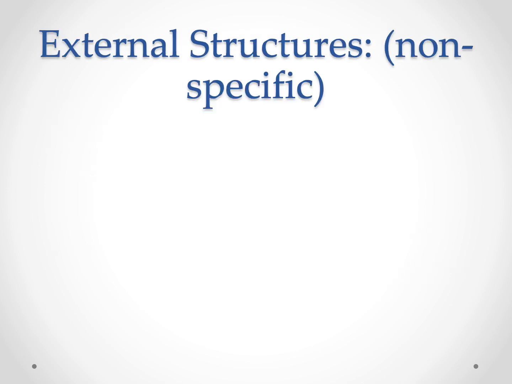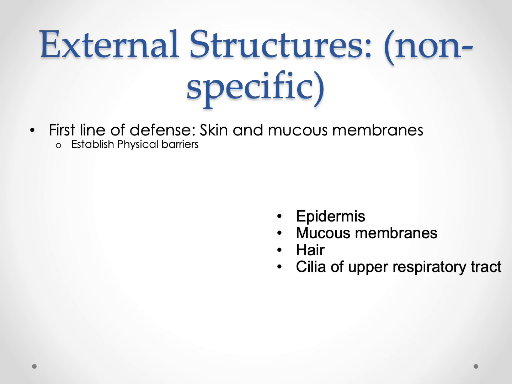So let's take a look at these structures in terms of defense mechanisms as relates to what we'll see externally versus what we'll see internally. Most of the external structures are going to be non-specific. They're going to be first line defense mechanisms, which means they're going to be more of that conserved pathway. And so these are going to include the things like the epidermis, mucous membranes, the hair and the cilia that we talked about within the respiratory tract.